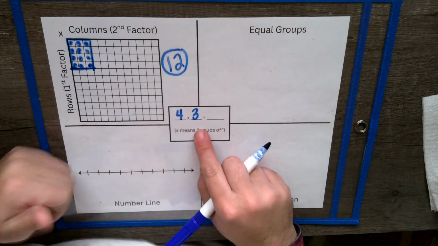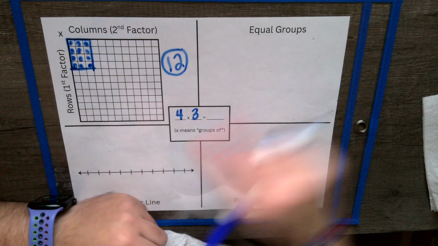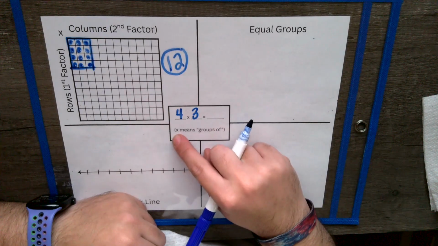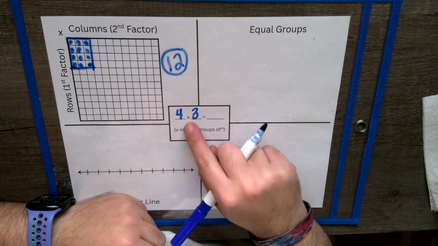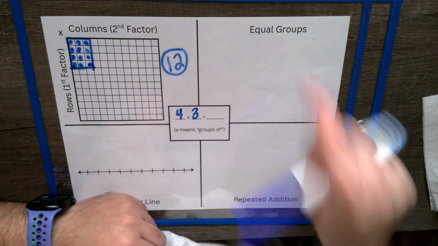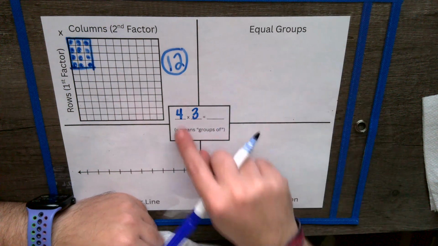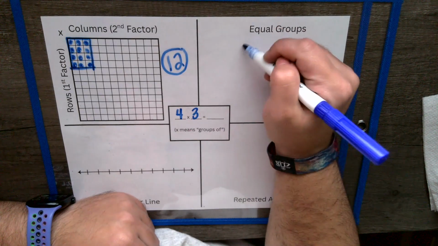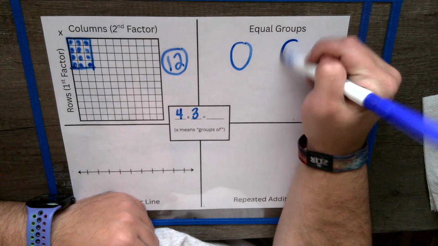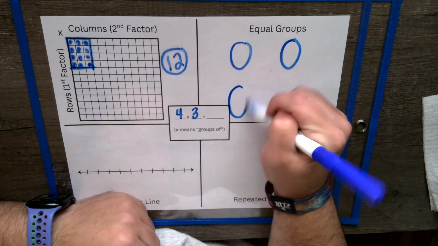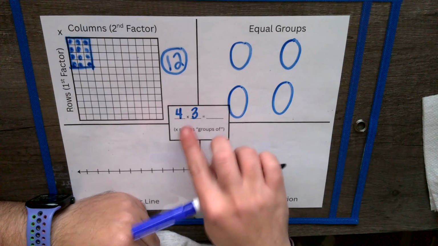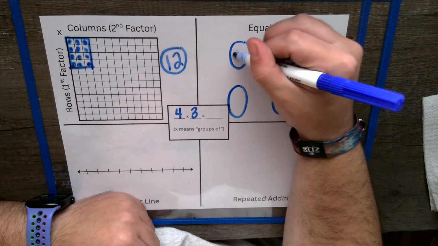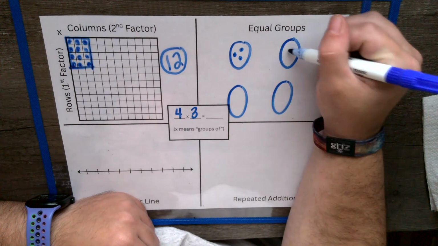Now we're going to check ourselves again with equal groups. So the times, or the multiplication symbol in 4 times 3, means 4 groups of 3. So to do equal groups, I need the number of groups, which for us is 4. 4 groups of, and then I'm going to use my second factor, 4 groups of 3. So each group needs 3.